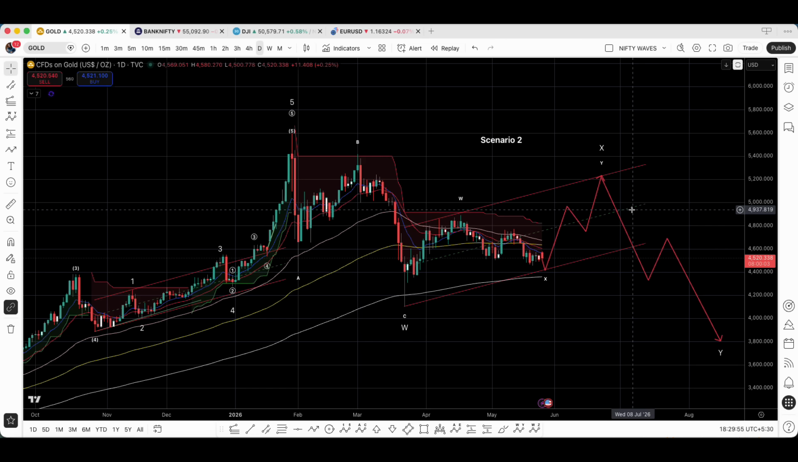So this is one of the scenarios that we're looking at. There are maybe one or two other scenarios that this chart could play out with, but this is the most complicated one, which is why I thought I'd make a video about this one. There's a clean bullish scenario and another simpler WXY scenario as well.